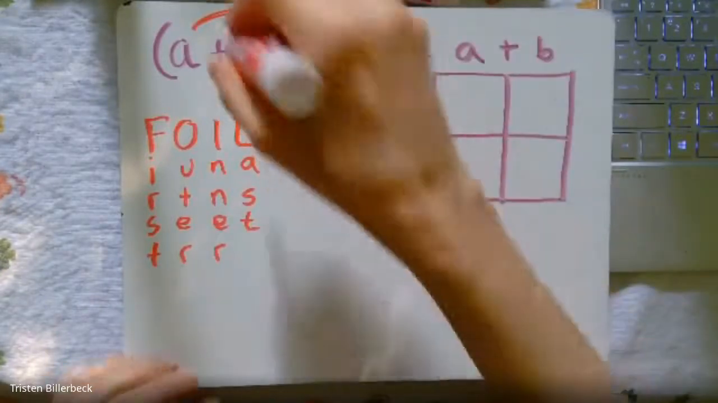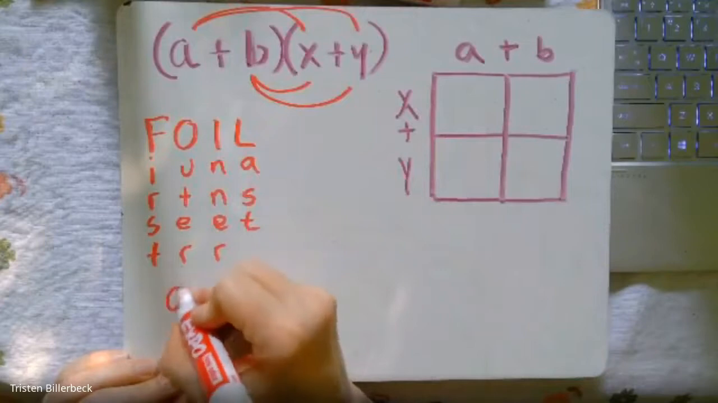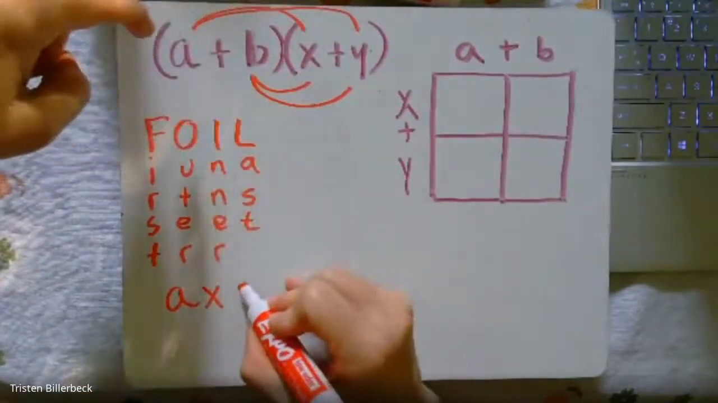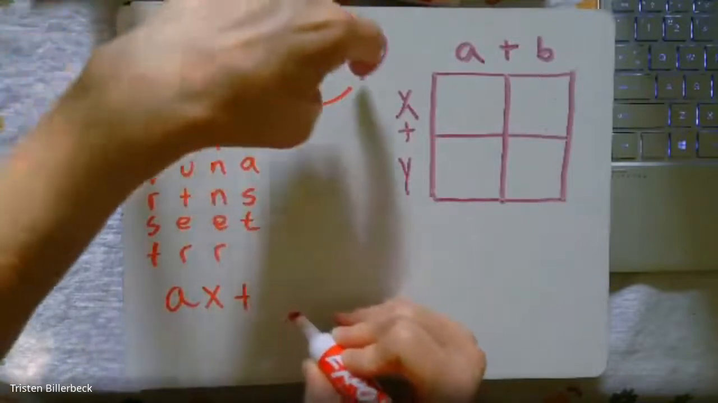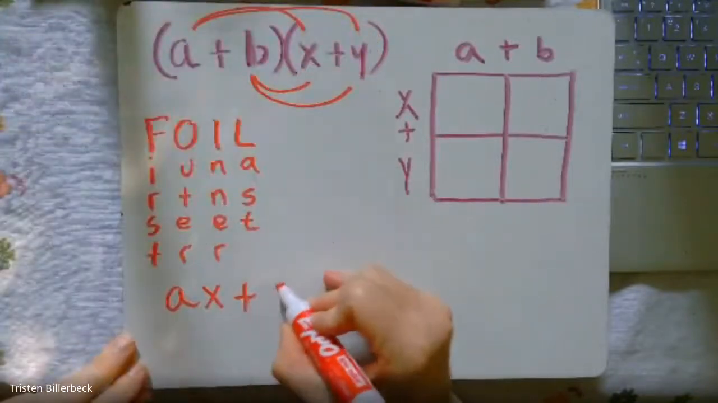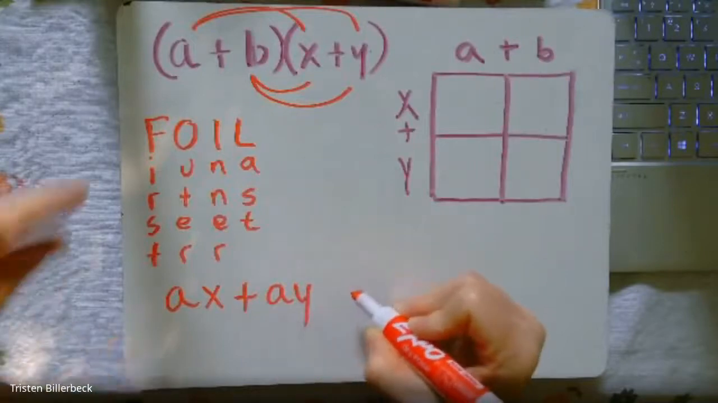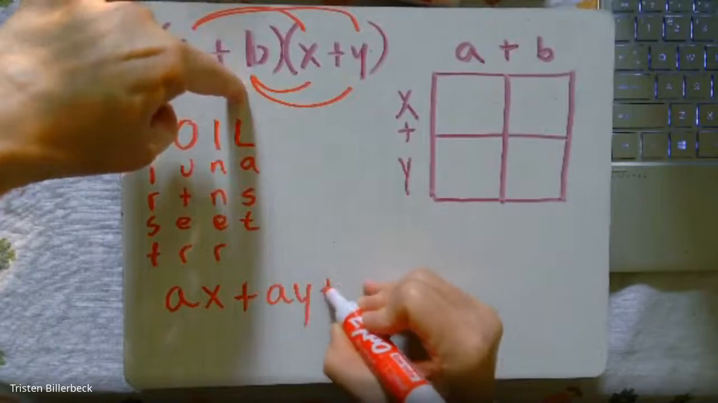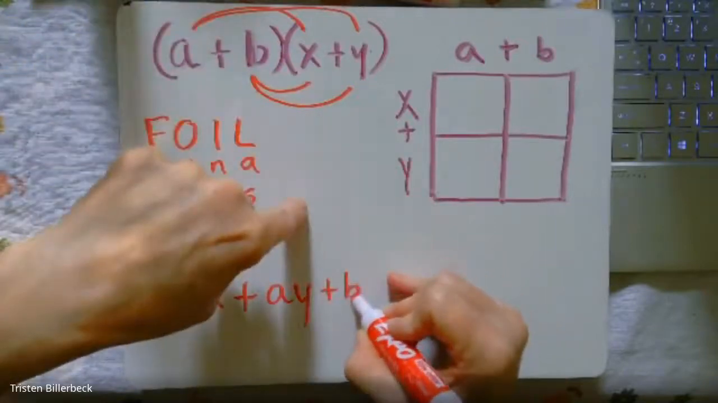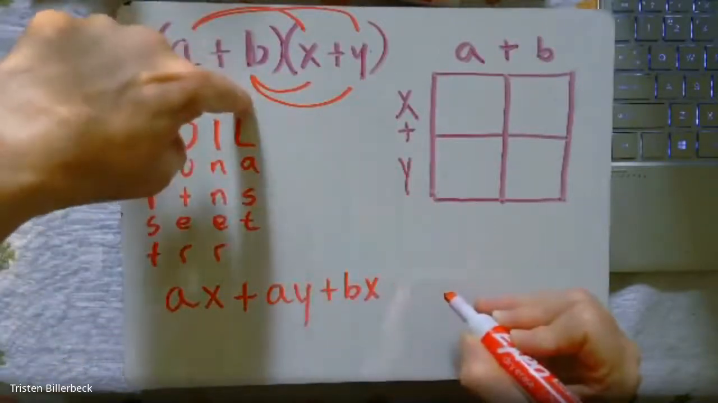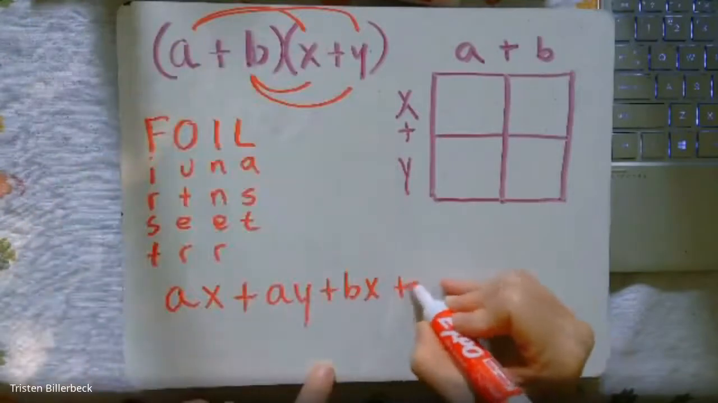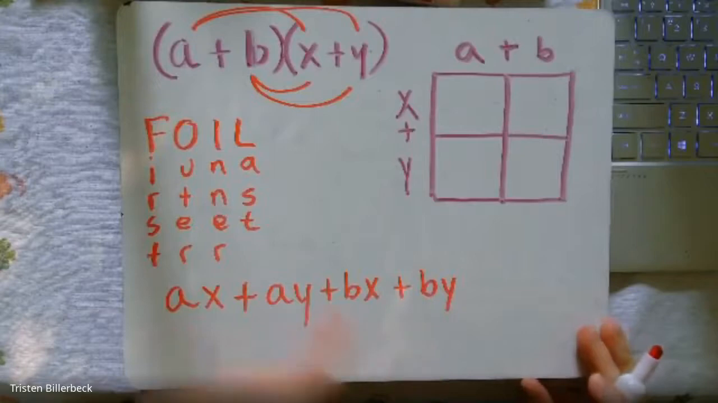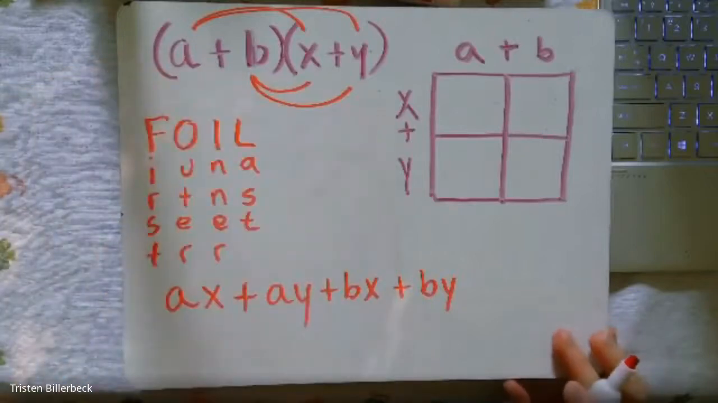So if we were to do FOIL, we'd have a times x, the first, plus a times y, the outer. And then b times x, the inner, and then b times y. Okay, and that's how this would expand.